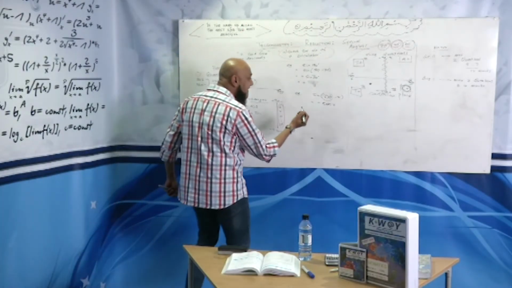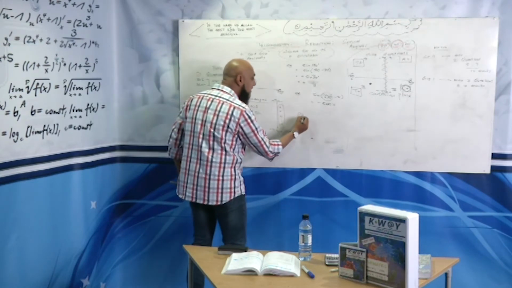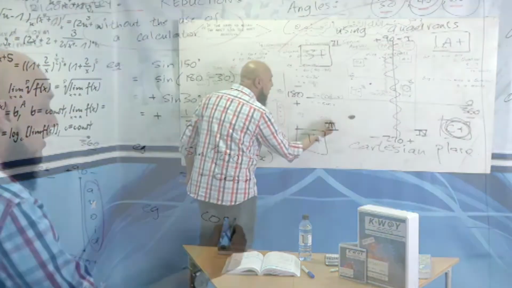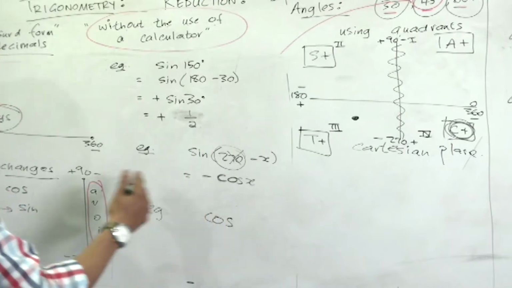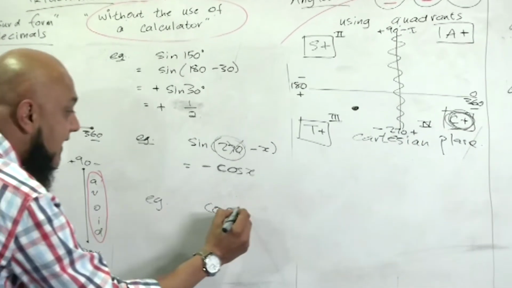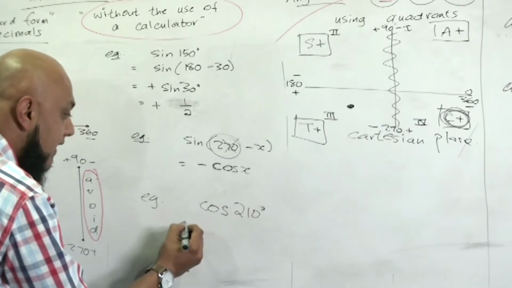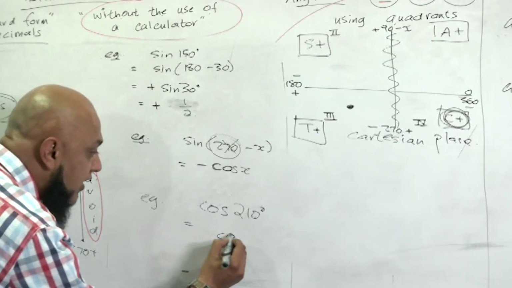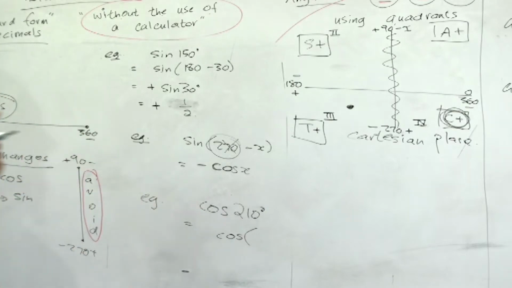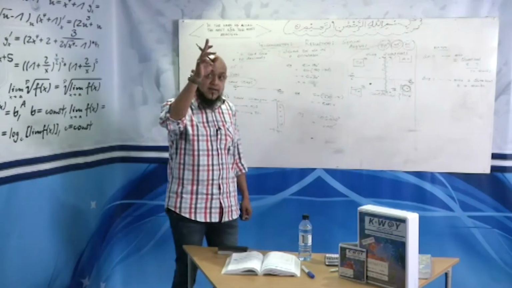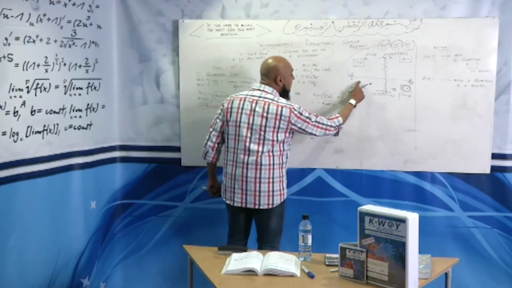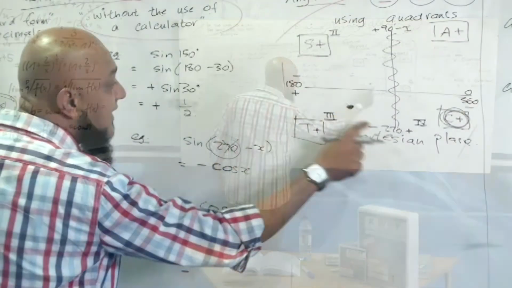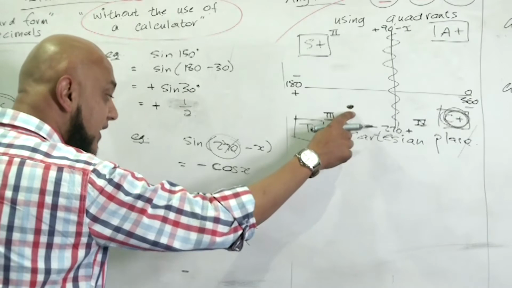Let's choose another example. I'm going to do one more example. I tell you cos, let's say 210. Now cos 210, we're going to be using 210 lies between which two quadrants? The 180 and the 270. So 210 lies between 180 and 270. That means it's also in the third quadrant.